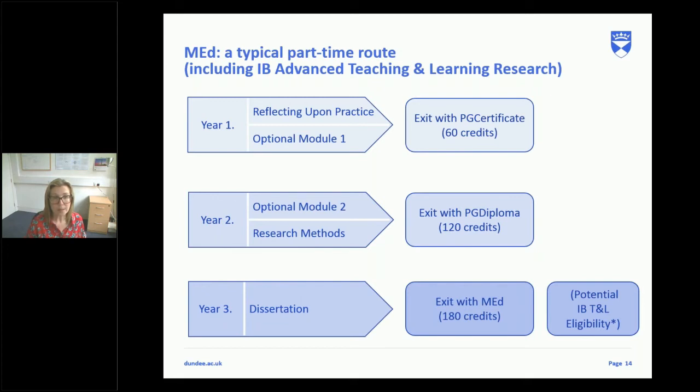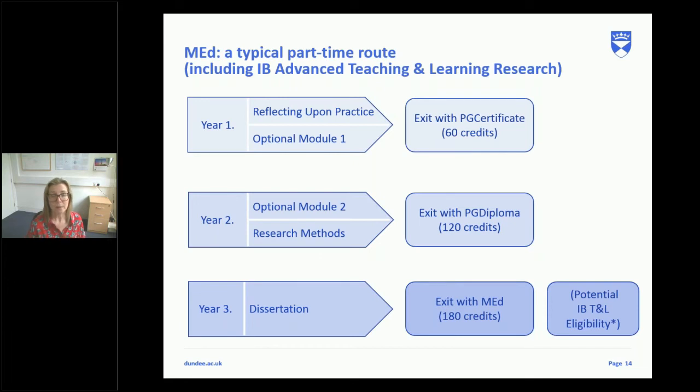Now, if you want the IB Advanced Certificate, then you have to complete the entire MEd to be able to get that, because you can see there how we've got the potential for IB at level 3. However, if you had not undertaken the IB award, you've got an opportunity to exit at the various points: PG certificate after year 1, PG or postgraduate diploma after year 2, and year 3 with the MEd.